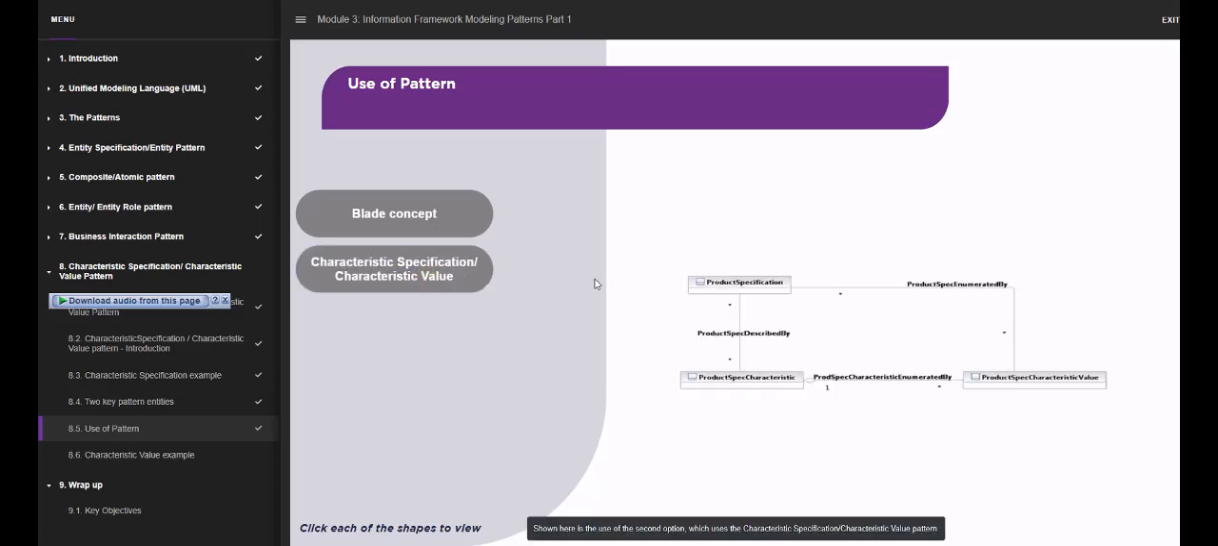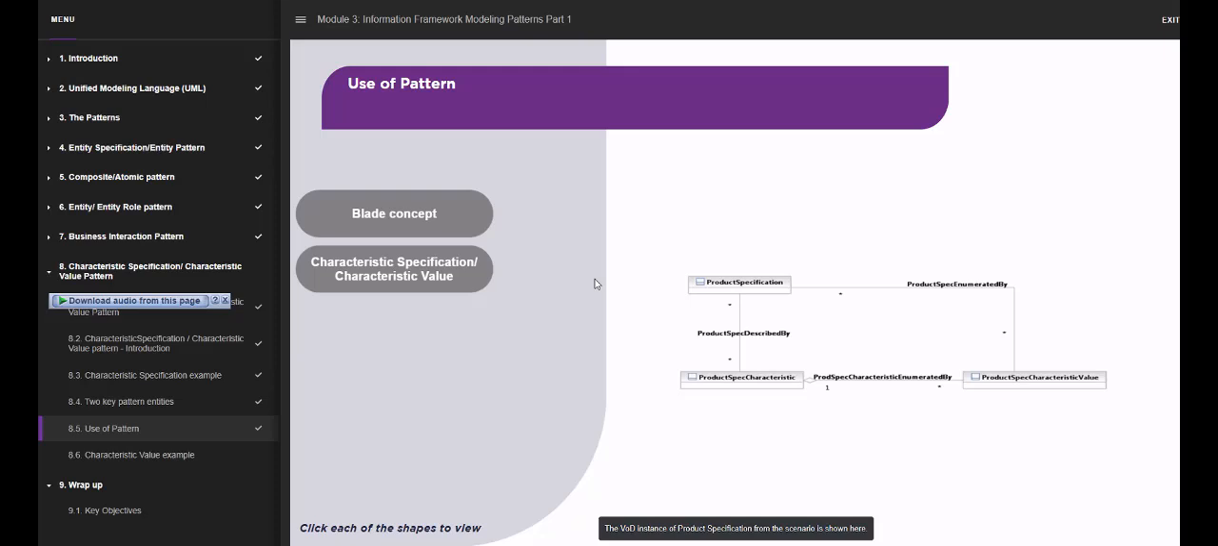Shown here is the use of the second option, which uses the characteristic specification characteristic value pattern. Here is the characteristic specification part of the pattern, represented by product spec characteristic. Next, we'll show you the characteristic value part of the pattern's application. By enabling attributes to be added dynamically, no changes need to be made to the underlying database or application. Note that a database and application would have to be enhanced to support this pattern though.